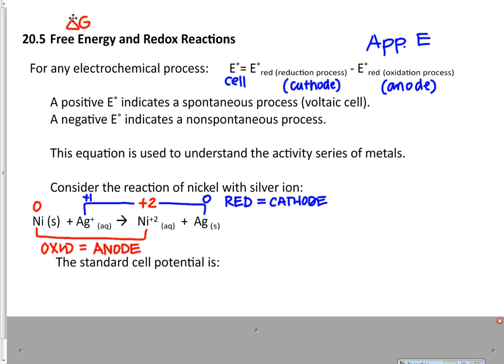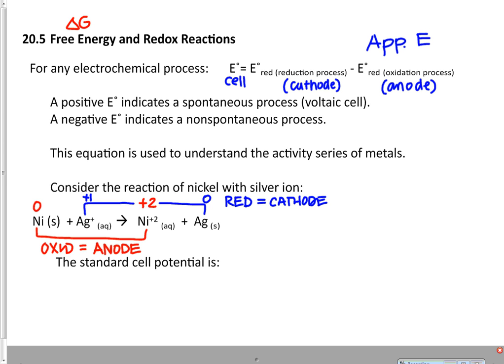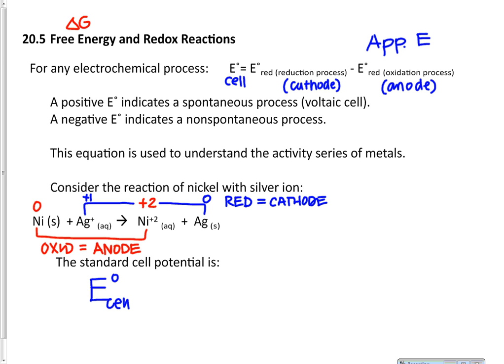So if we look at this process, if we want to figure out its standard cell potential, this is kind of a review from what you saw in the last video, you would know that to calculate E cell standard, we're going to use the reduction potential for the process that occurs at the cathode minus the reduction potential for the process that occurs at the anode. So you're going to use your Appendix E values to find these numbers.